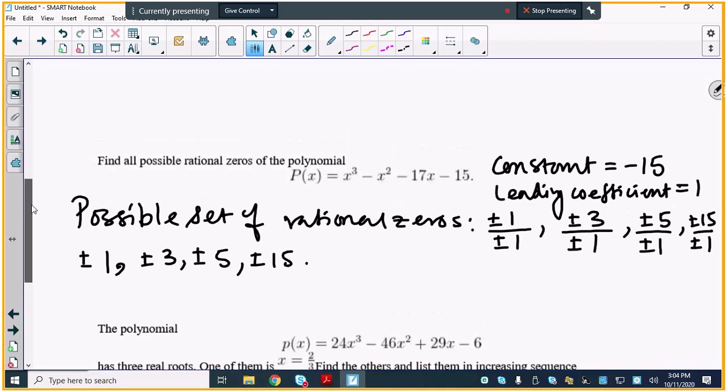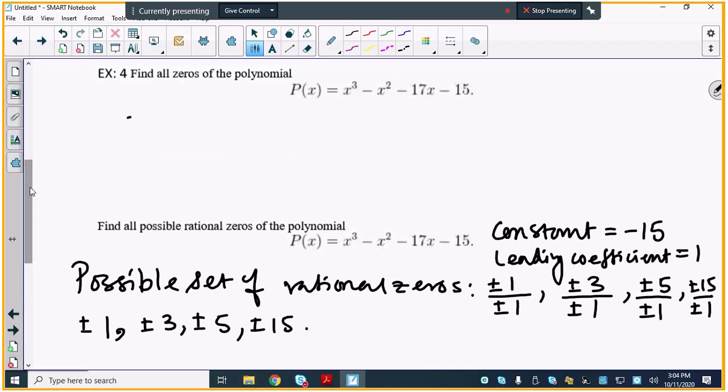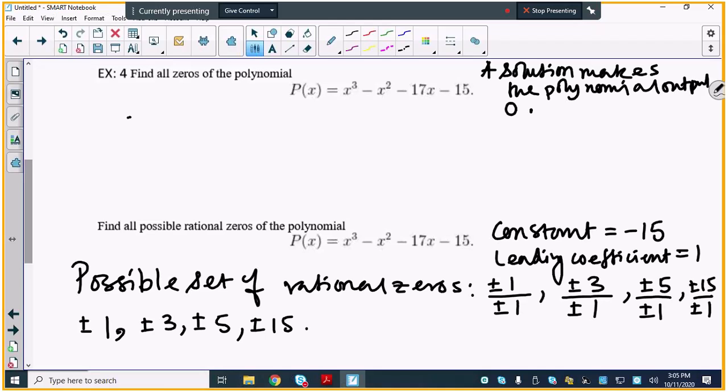Now to find all the real solutions to this given polynomial, we will try each of these rational zeros till I get the first solution. Now remember, a solution makes the polynomial output 0. That is, the remainder must be 0.